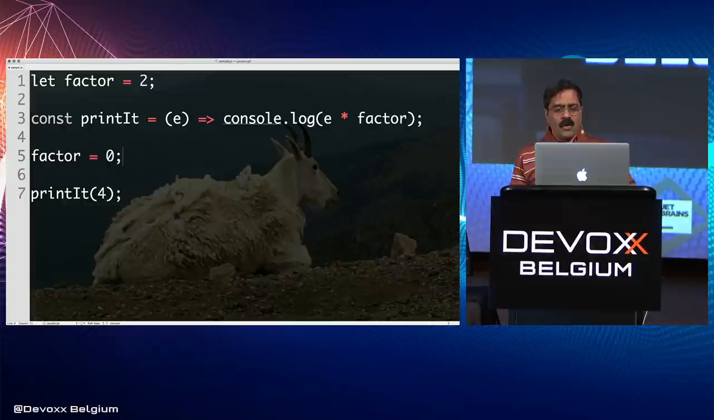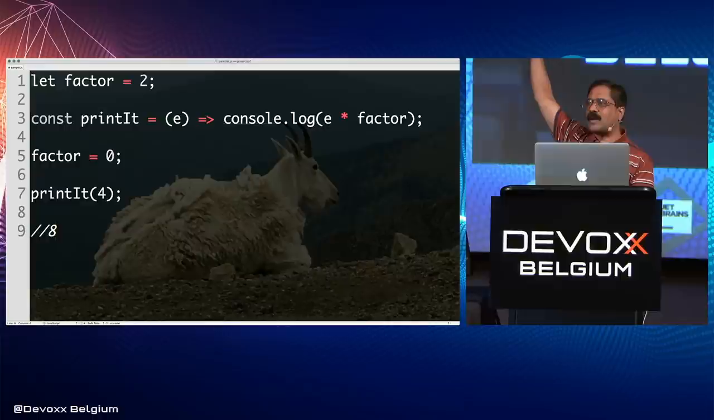Now, let's think about this for a minute. When I didn't have that code, the output was 8. Now, of course, I set the value to 0. So let's scratch our head a little bit. How many of us think the output is going to be an 8? Just a show of hands. Don't worry about being wrong. I'm wrong most of the time.